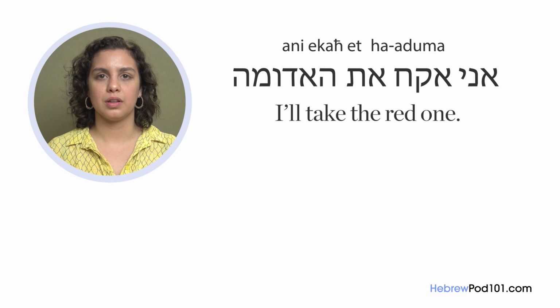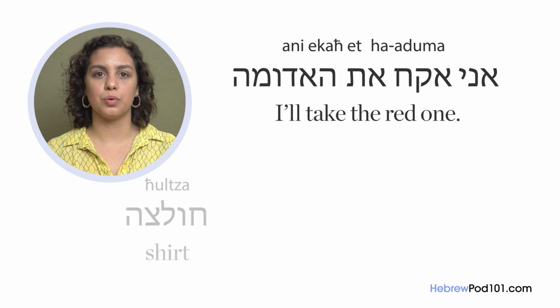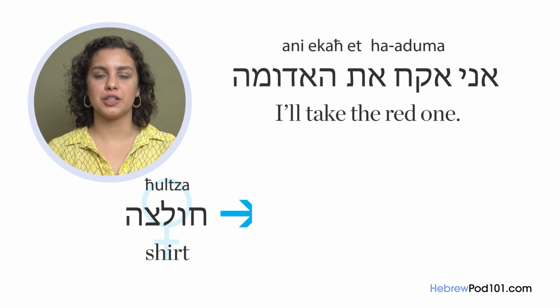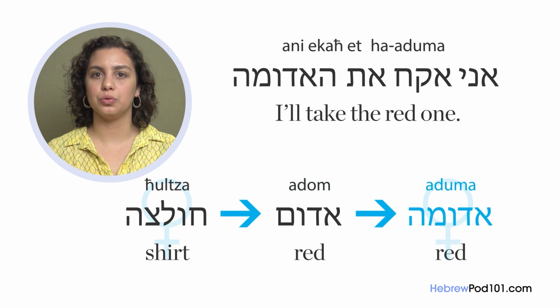It's important to note that the adjectives you use have to match the gender of the original noun. The word for shirt in Hebrew, חולצה, is feminine. So the adjective red, adom, took its feminine form, aduma.